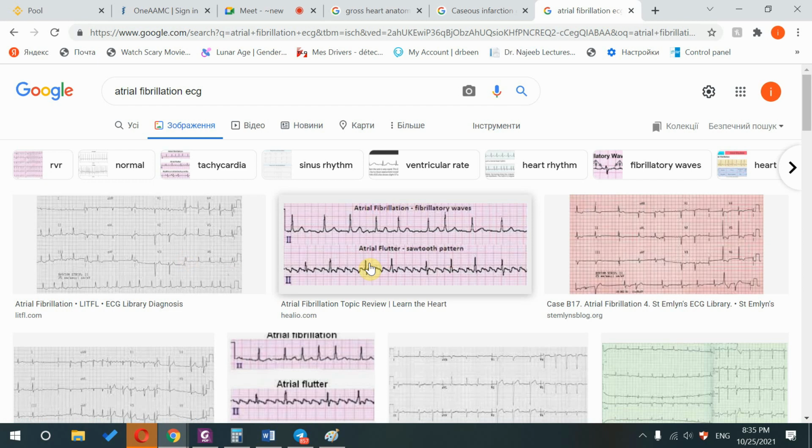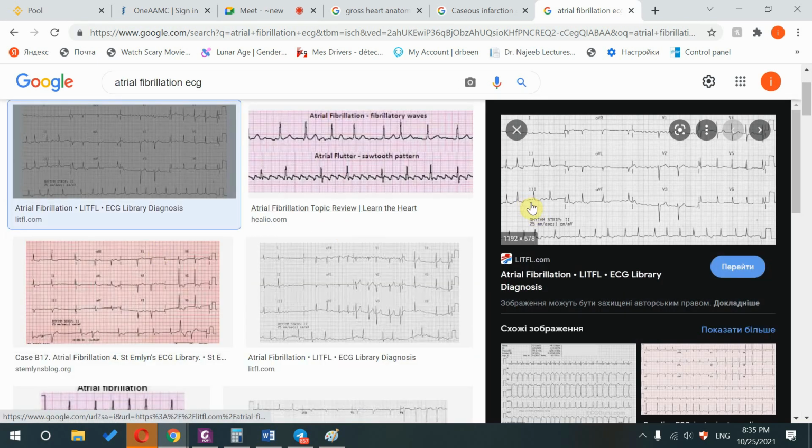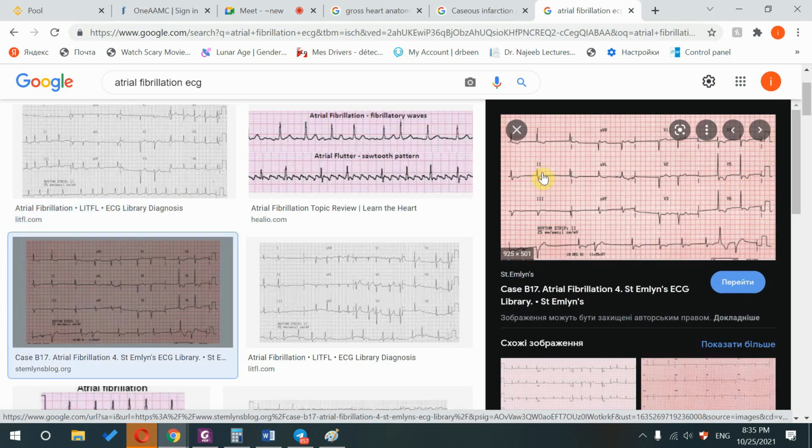So when you look at the fibrillation, you are like, okay, yeah, the P wave does not exist. That's AFib, okay? Always start from the second lead. You look at the P wave, it does not exist. So that's an AFib. Good.